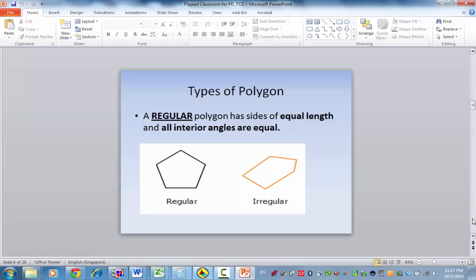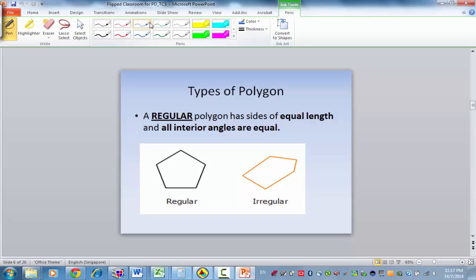There are 2 types of polygon. A regular polygon has sides of equal length. Hence, all the interior angles will be equal. However, for the irregular polygon, not all the sides are equal. Hence, all the interior angles will not be the same.